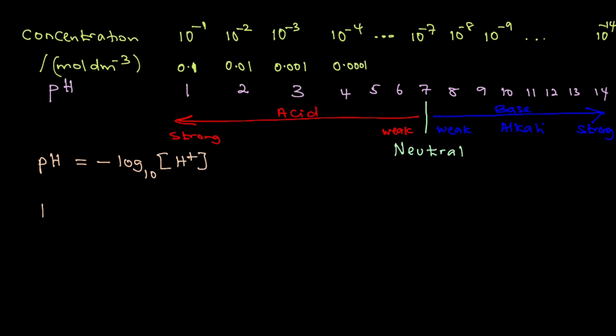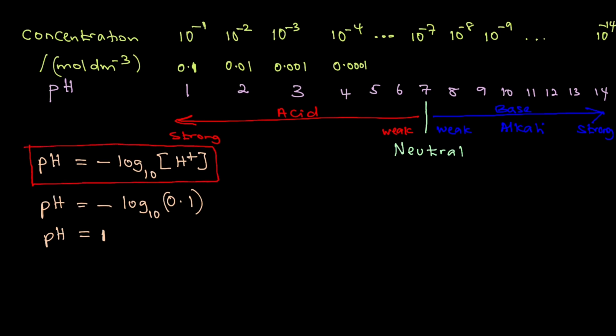And so if I put pH equals minus log base 10 of the concentration 0.1, I'm referring to that concentration here. I'll put it there. The answer to that will be equal to 1. So this is the formula we can use to find the pH.